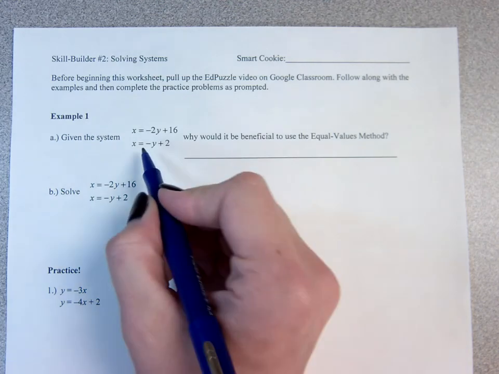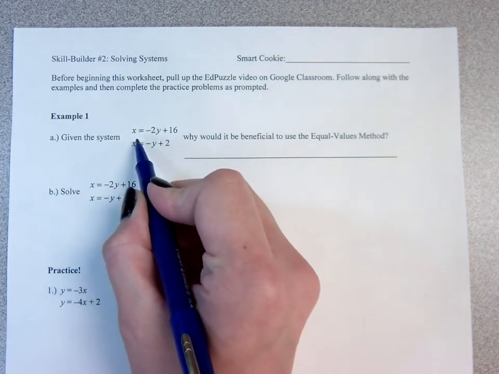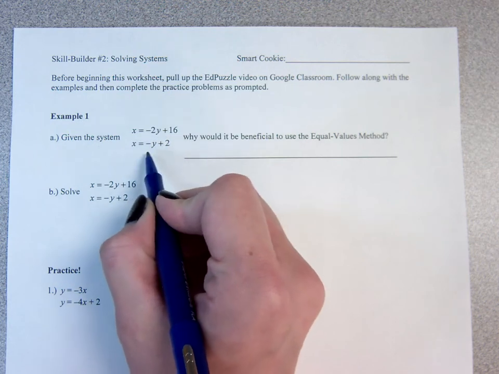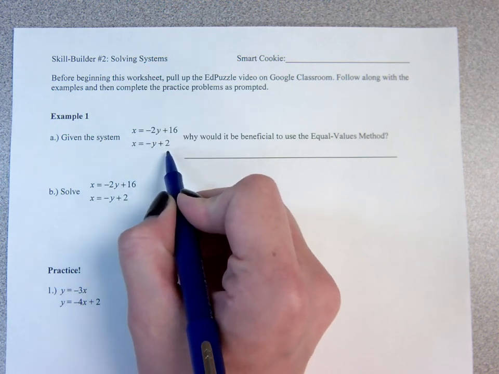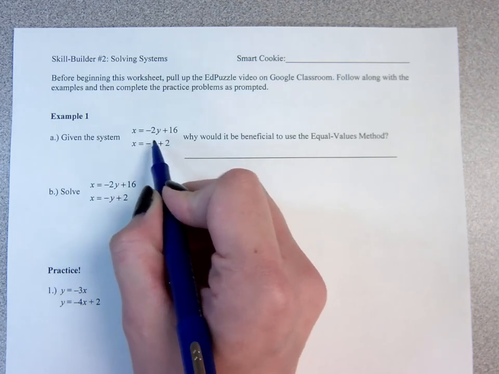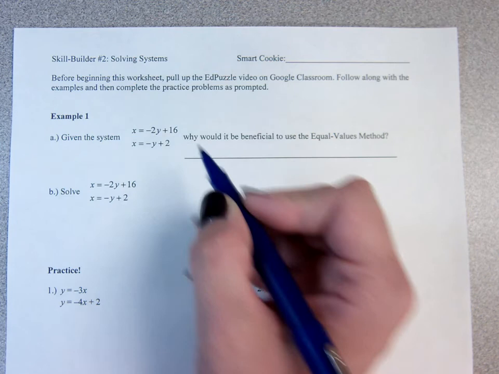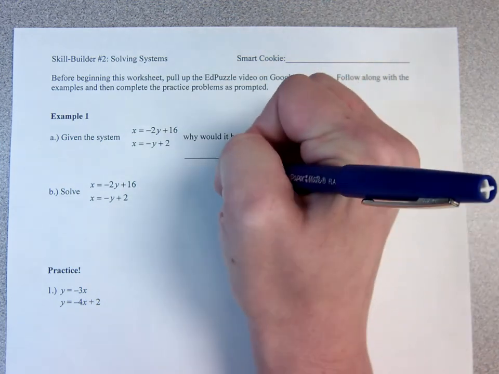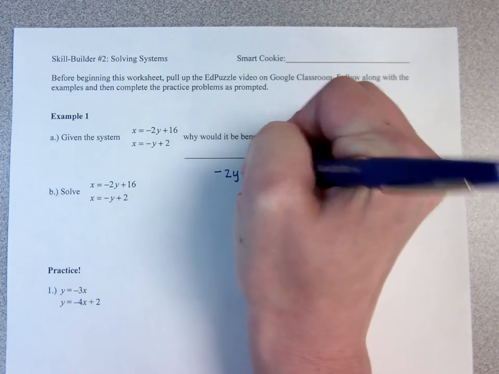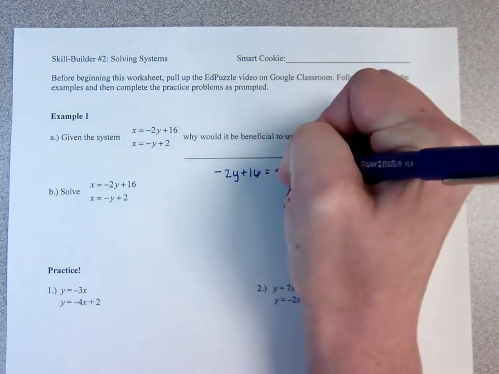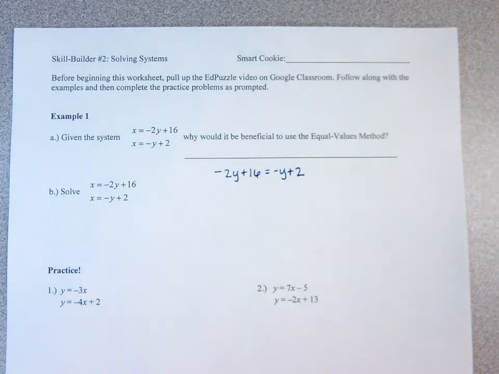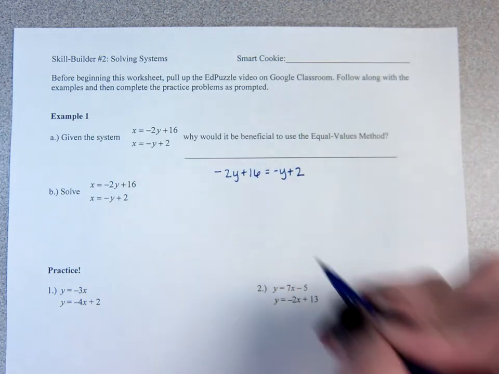With this system we can see that we've got x equals negative 2y plus 16 and x equals negative y plus 2. With the equal values method, since both of these are set equal to x, we can set them equal to each other. So we can write it out as negative 2y plus 16 equals negative y plus 2. Then we can just go through and solve for y.